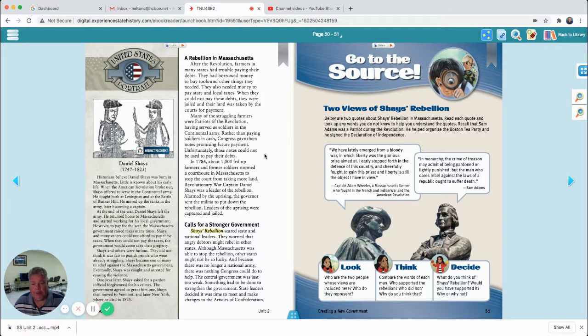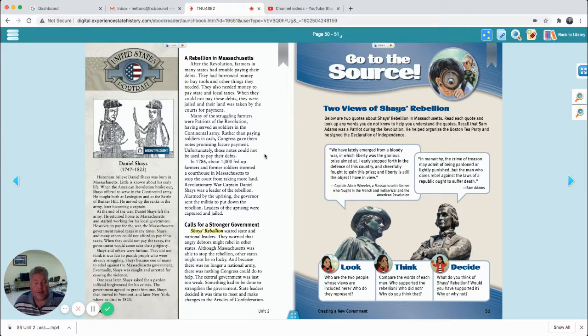You know, it's kind of sad because these were the soldiers who won us our freedom. Their land is being taken away. They're being thrown in jail because they can't pay their debts. So they get pretty mad. And they have this kind of violent rebellion. And here they go to the courthouse, and they're going to make sure the government doesn't take away any more of these former patriots' land.